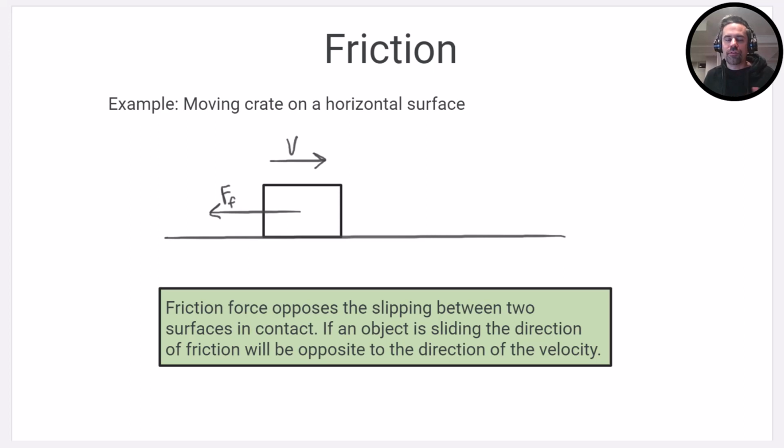Friction opposes the slipping motion between two objects that are in contact. For example, in this example that you see on the screen right now, you have a box that is moving with some velocity to the right, and the friction force will oppose that motion. So the friction force is pointing to the left, in the opposite direction, as the box slips along the surface of the table that it's resting on.